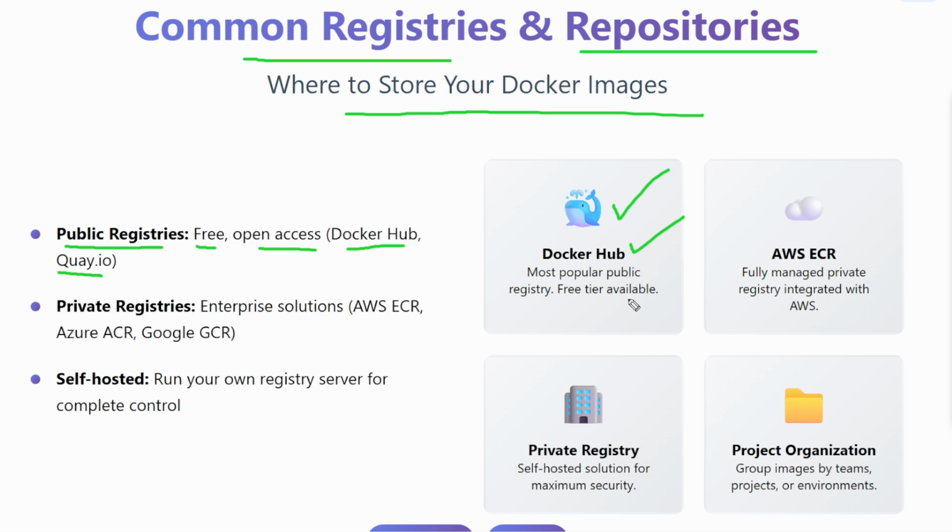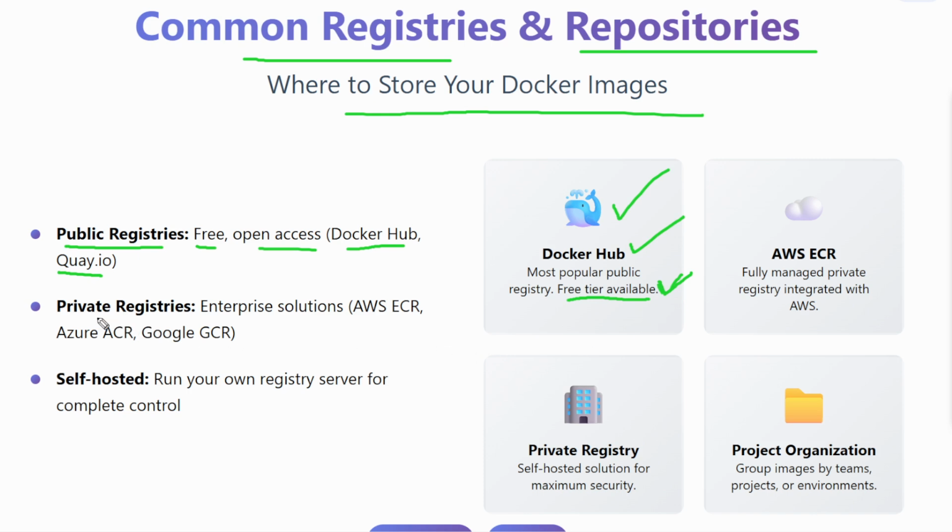They do have a paid or enterprise version, and a free tier also. With the help of the free tier, you cannot make your registry private. That means if you create a repository within your Docker Hub, then you cannot make it private. If you want to make it private, then you need to go with the enterprise version. So that is the free tier as of now.